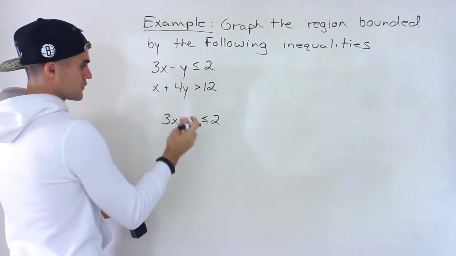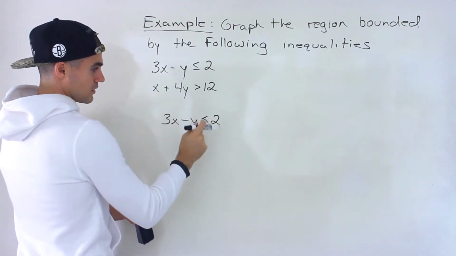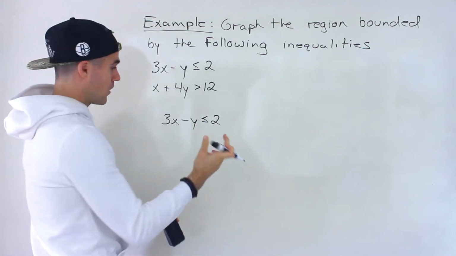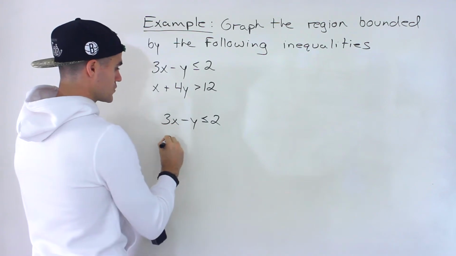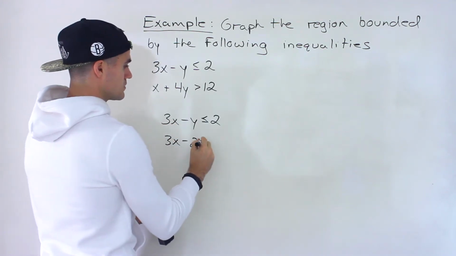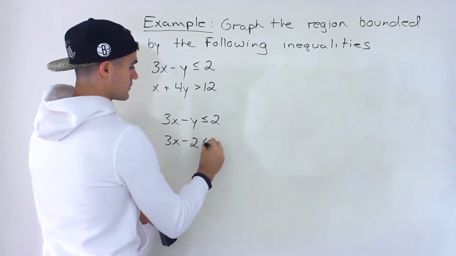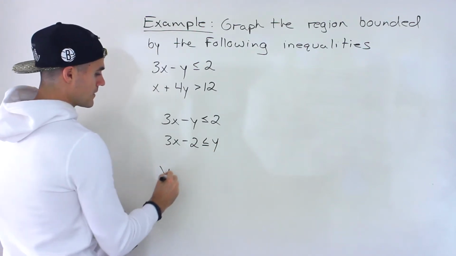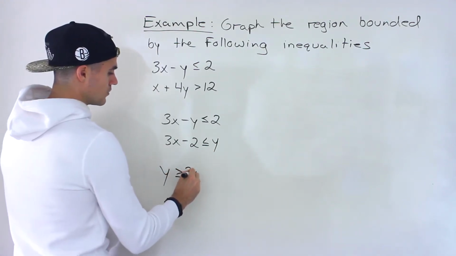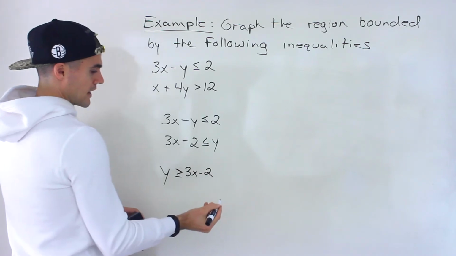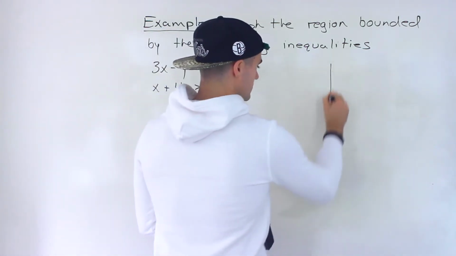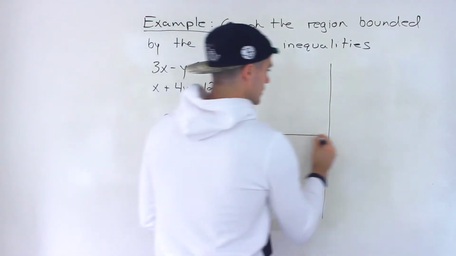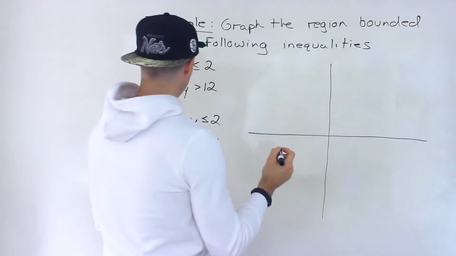So starting with this first one, what do we do here? Well, we isolate for the y. So the negative y, because it's a negative here, I'm going to bring it over, then I'll bring the 2 over. So we'd have 3x minus 2 less than or equal to y. So which means y is greater than or equal to 3x minus 2.